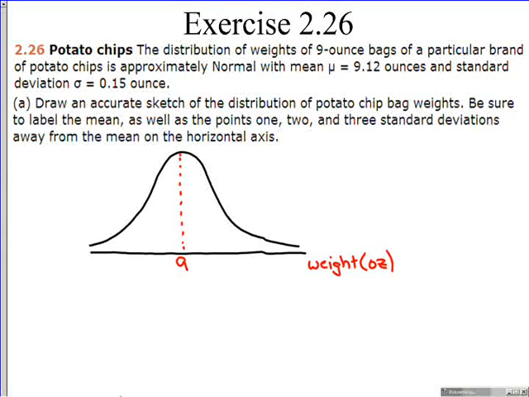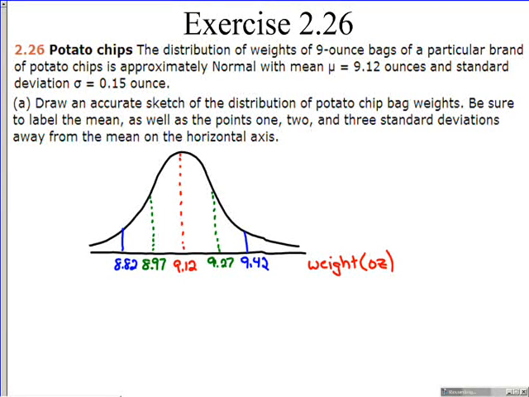So if we go out 1 standard deviation, our mean was not at 9. Sorry about that. It was at 9.12 ounces. Mean plus a standard deviation, and the mean minus a standard deviation. Mean plus a standard deviation puts us at 9.27 ounces. Mean minus the standard deviation puts us at 8.97 ounces. Go out 2 standard deviations. So add 0.15 again, we're at 9.42. Subtract a standard deviation, and we are at 8.82.